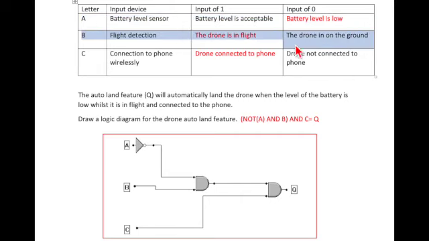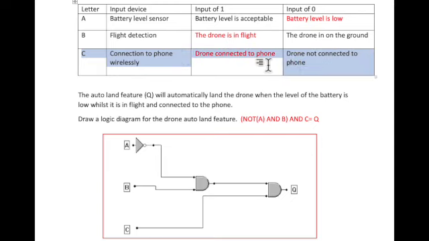Input B tells us if the drone is in flight. So therefore B has to have the value of 1. The final input, condition C, is that the drone is connected to the phone wirelessly. So C has to have the value of 1.